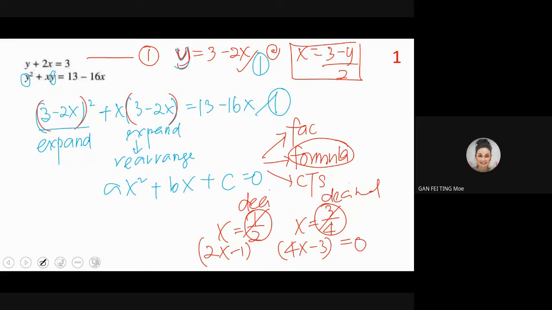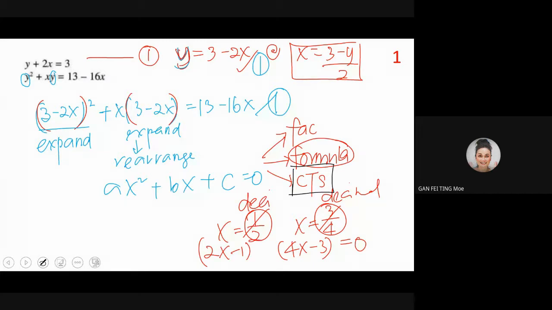Now, CTS is the one that normally we skip. We don't use CTS here because the formula is already good enough for me to score. Unless you're very good, then you may use CTS. But normally with CTS, it depends on the individual. Some find CTS easier than the formula. Some find the formula easier than CTS. This one depends on the individual.